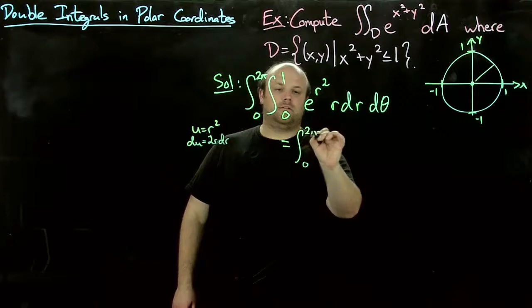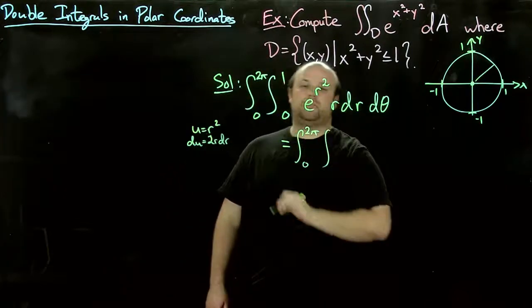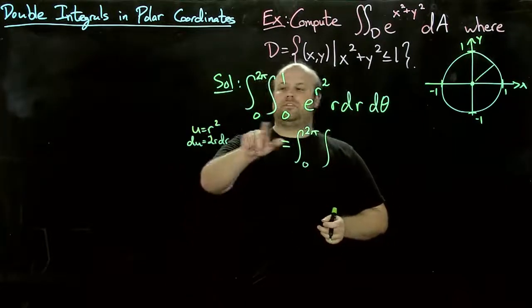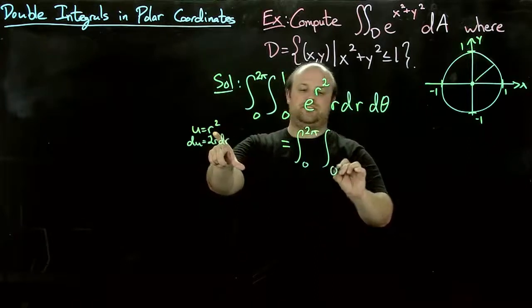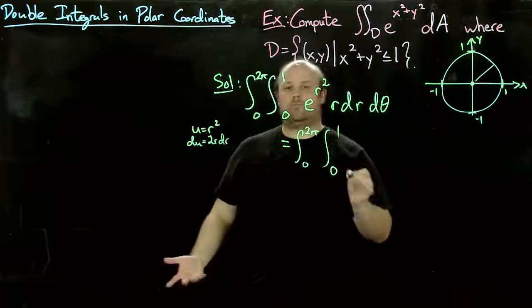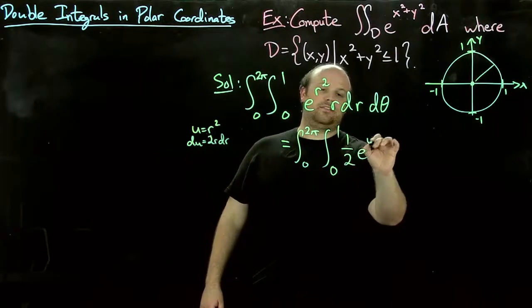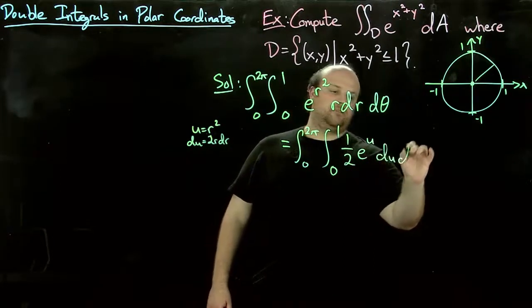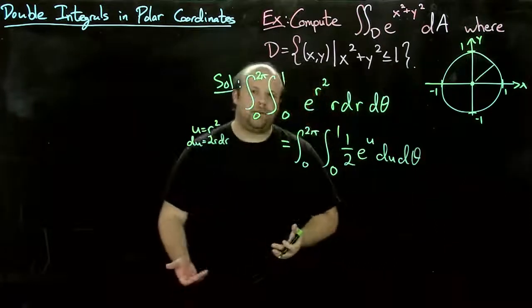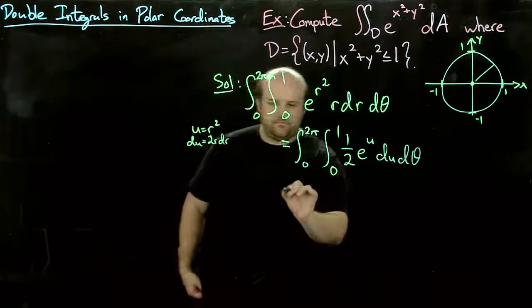0 to 2 pi. Now what are the bounds on the new integral? Well, 0, plug that in, goes to 0. 1, plug that in, goes to 1. And then we have 1/2 e to the u du d theta. Right? And now we can integrate that.